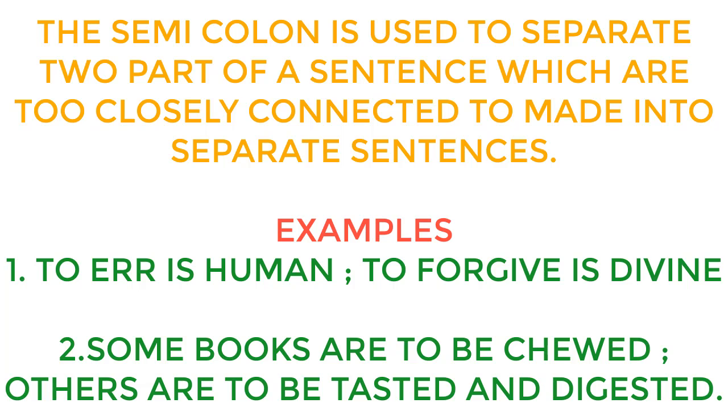Example 1. To err is human, to forgive is divine. Example 2. Some books are to be chewed, others to be tasted and digested.